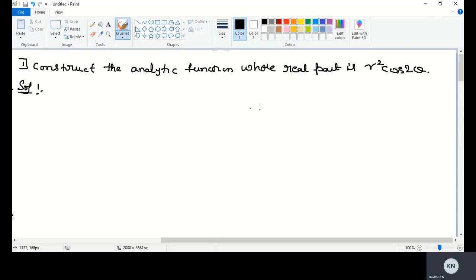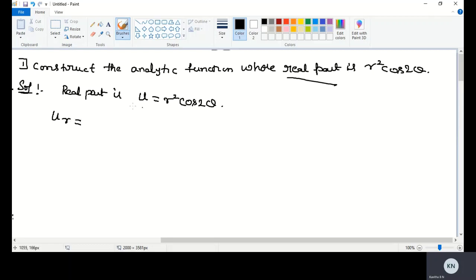Here real part is given. Real part is nothing but u. u is equal to r square cos 2 theta. First step, what we have to find? We have to find ur and u theta.